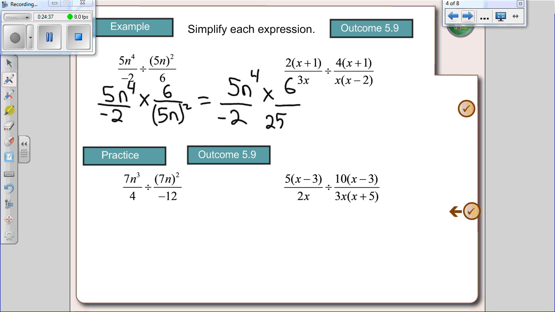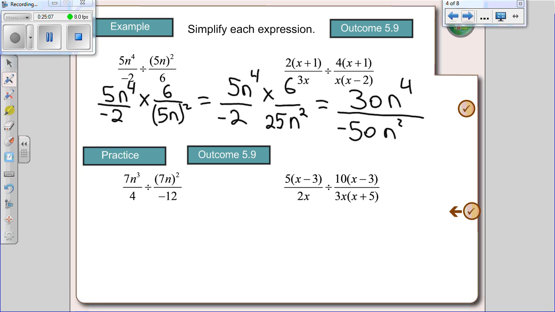We're going to get to that in a second. That's equal to 5 times 6 is 30, n to the power of 4, still there, divided by negative 2 times 25 is negative 50, n squared, still there. We're going to simplify these things. 30 and 50 are both divisible by 10.